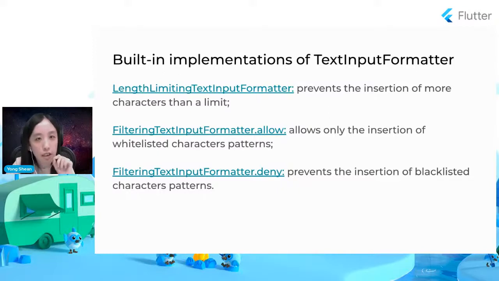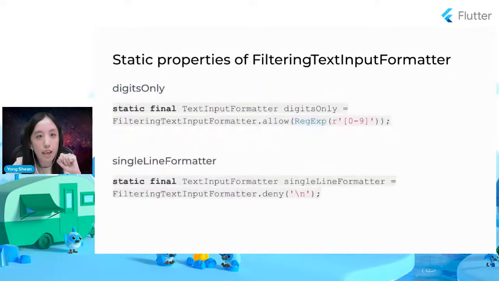Then we also have the FilteringTextInputFormatter. There are 2 ways of defining this. One is if you want to allow only a certain set of characters to be entered, then you can use FilteringTextInputFormatter.allow. On the other hand, if you want to blacklist only a certain set of characters, then you can use FilteringTextInputFormatter.deny. And for the FilteringTextInputFormatter, there are 2 static properties that come with predefined regular expressions that you can use.